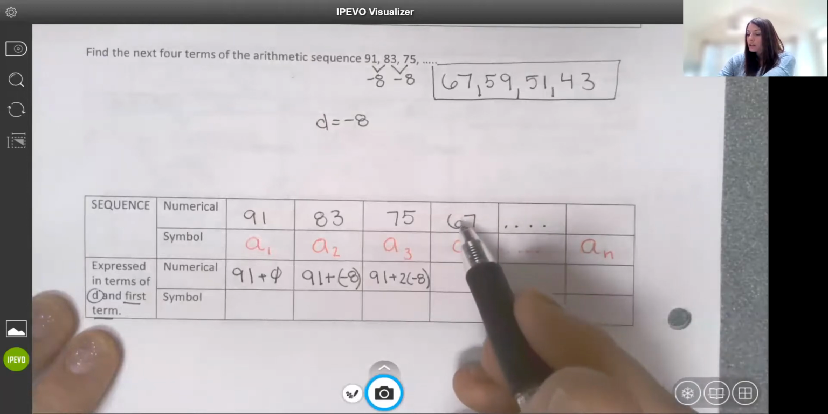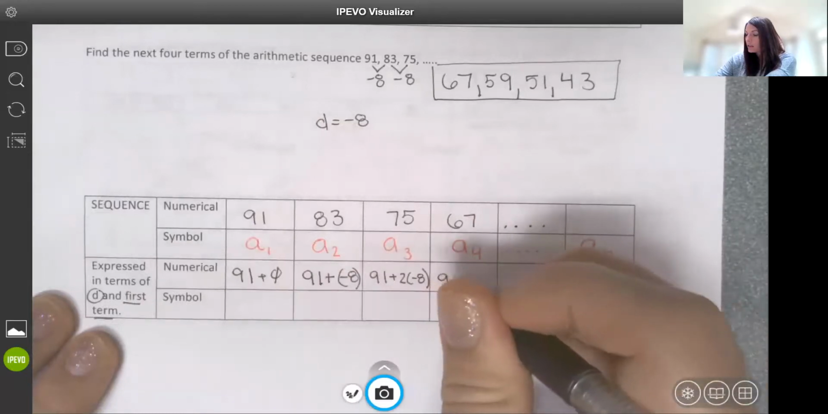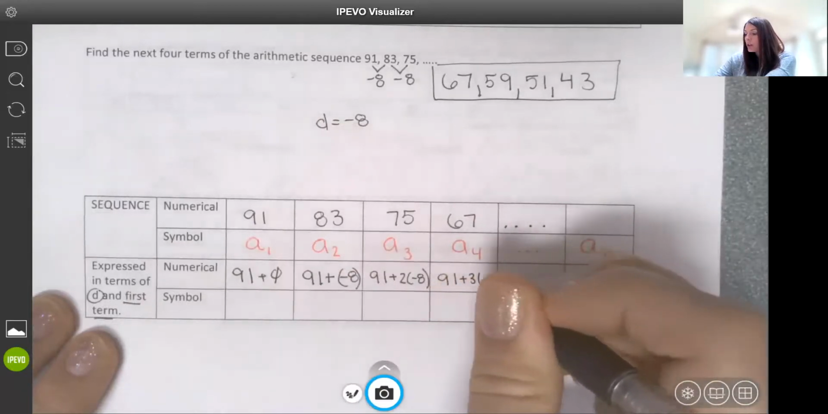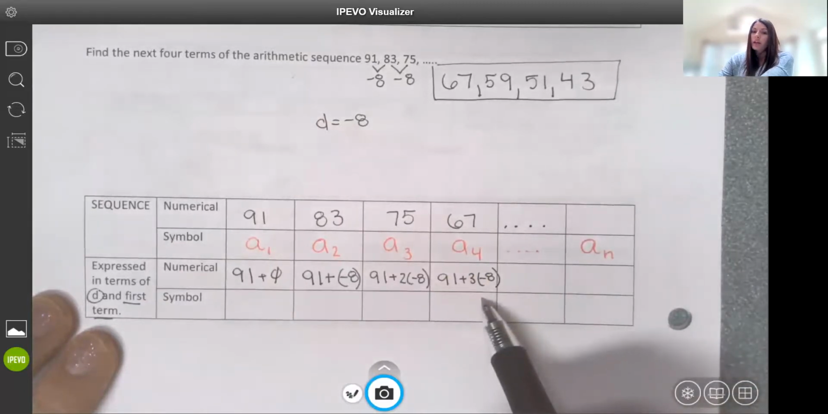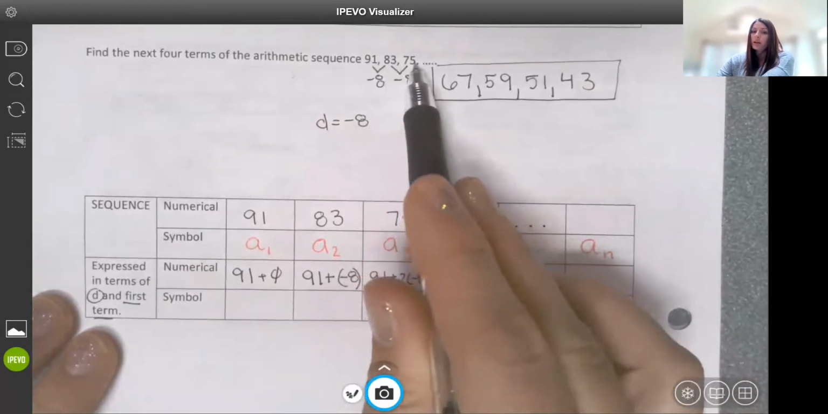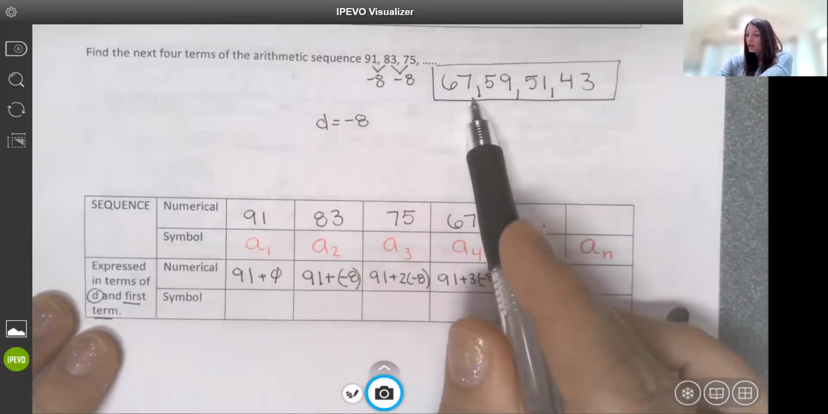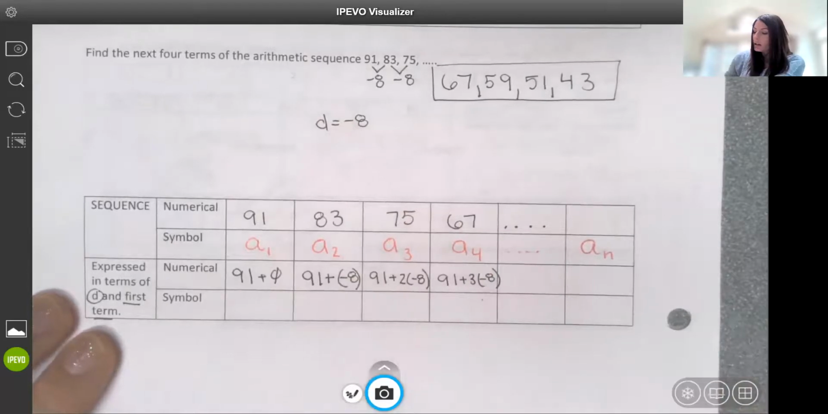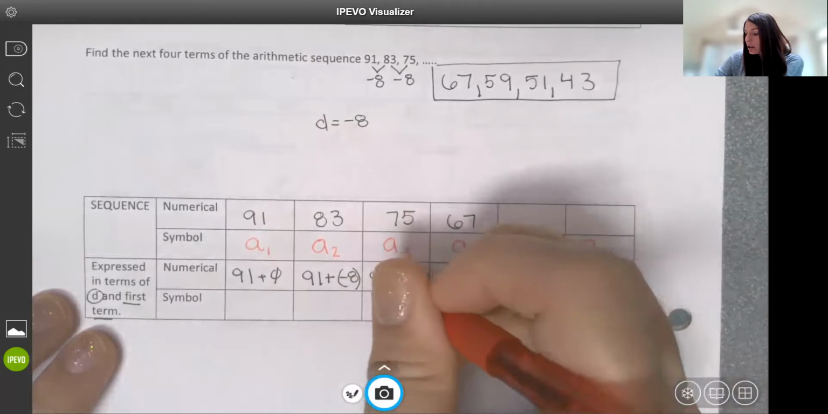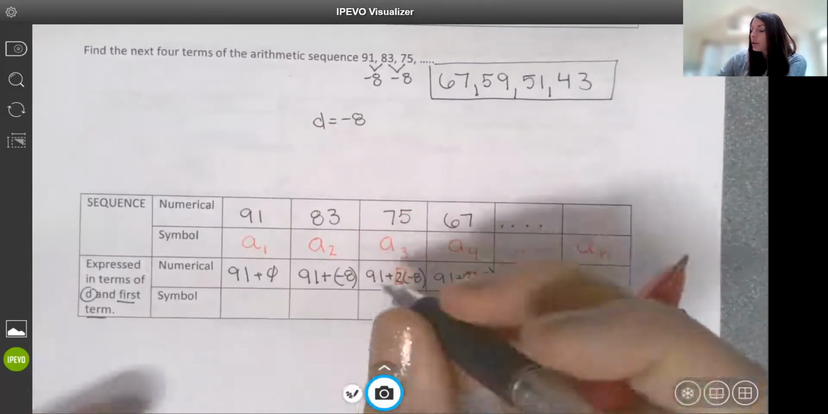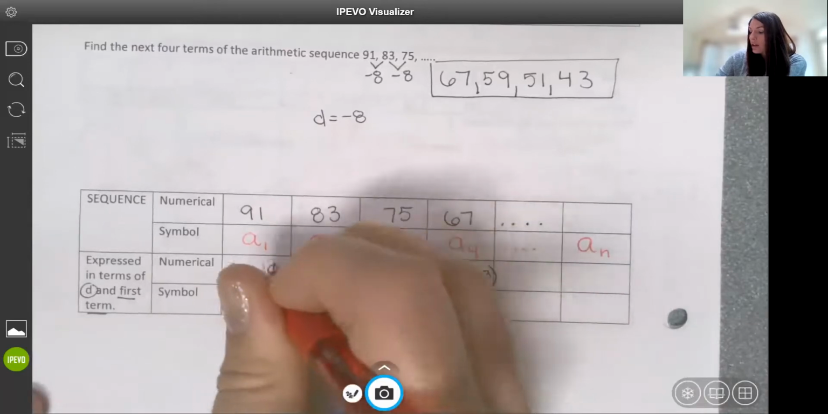And if I wanted to write 67 with just using the first term and the common difference, then I'd have 91 plus 3 differences of -8. I've subtracted 8, and I subtracted 8 again, and that's how I got there. Okay. Now, what you might notice here is that I have 3 -8s here, 2 -8s here. We can write in that we have 1 -8 in this term, and then we have 0.